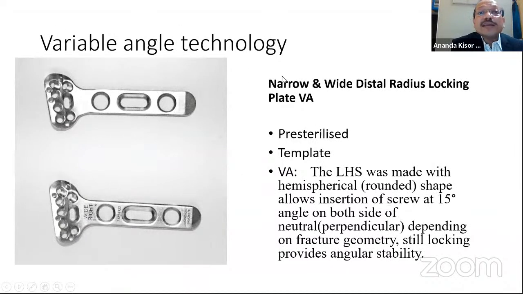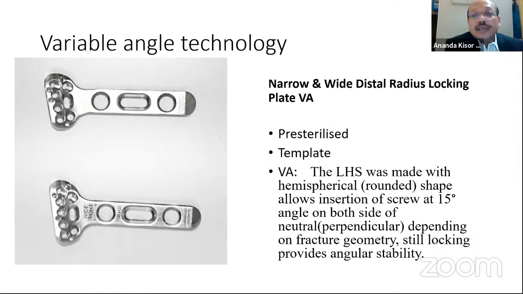Now this is the variable angle technology. So I will show what variable angle technology is. See, this is a narrow and this is a wide distal radial locking plate. This is usually sterilized, and a template is used before using it to determine which one is required, whether narrow or wide. The template will tell which sort of plate should be used.